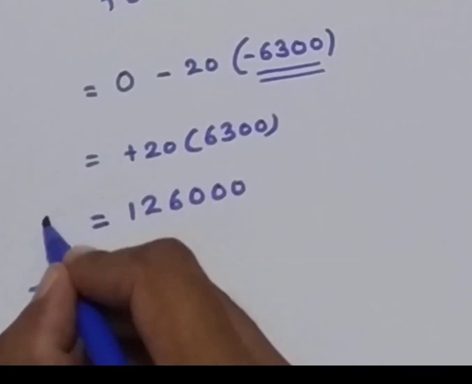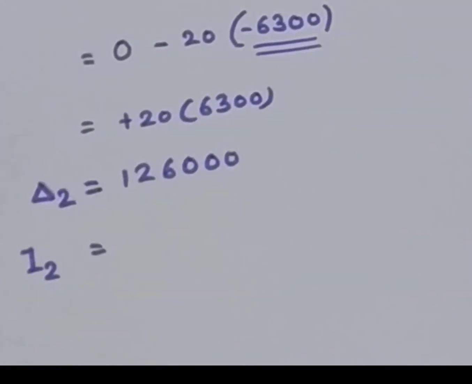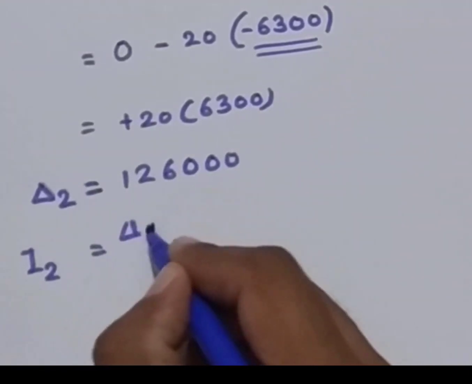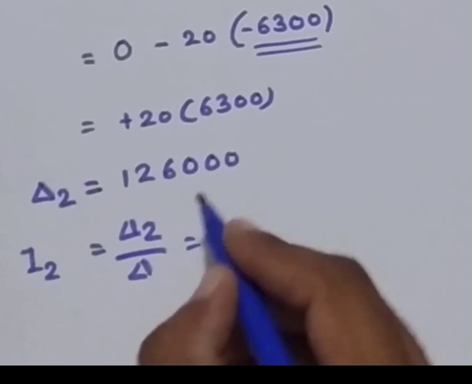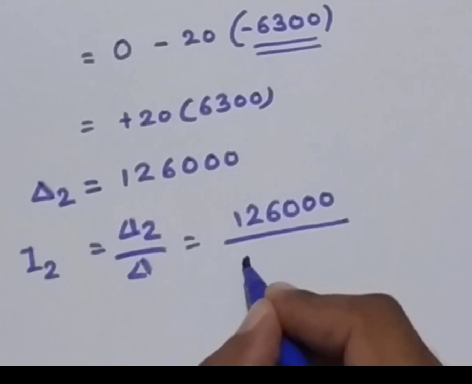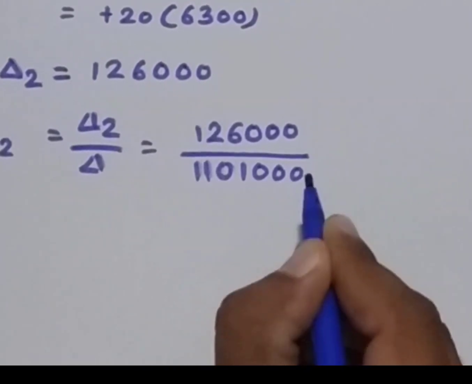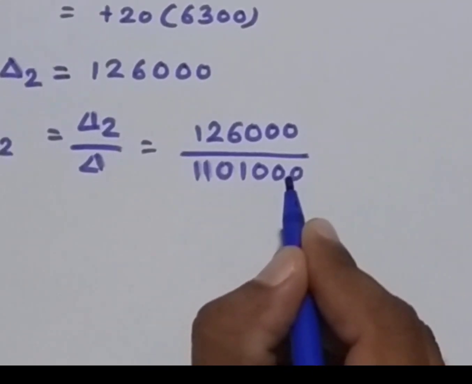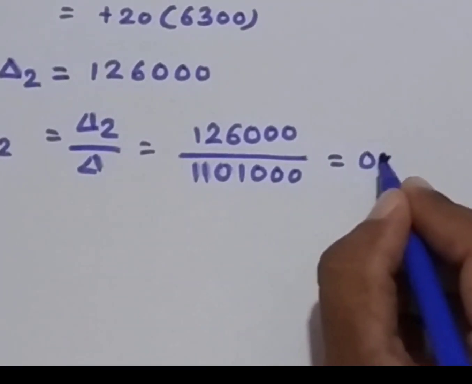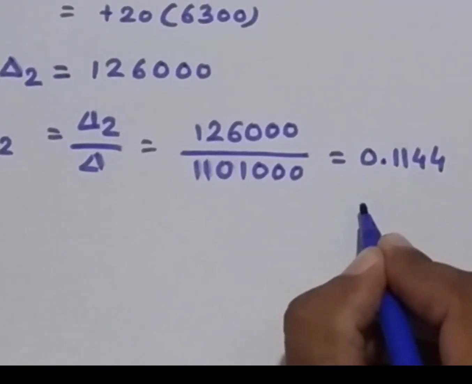Now how to calculate I2? I2 is nothing but the ratio of delta 2 to delta. So the value of delta 2 is 126,000, and delta is 110,100. Once I calculate this, let me calculate it. It is coming as 0.1144 amperes.